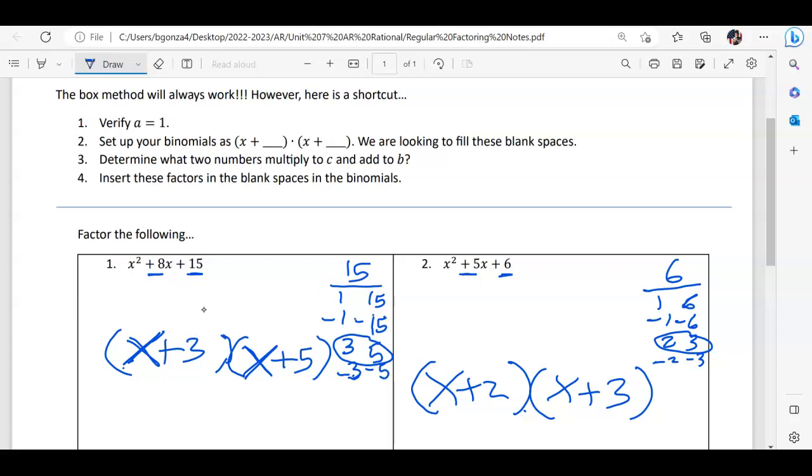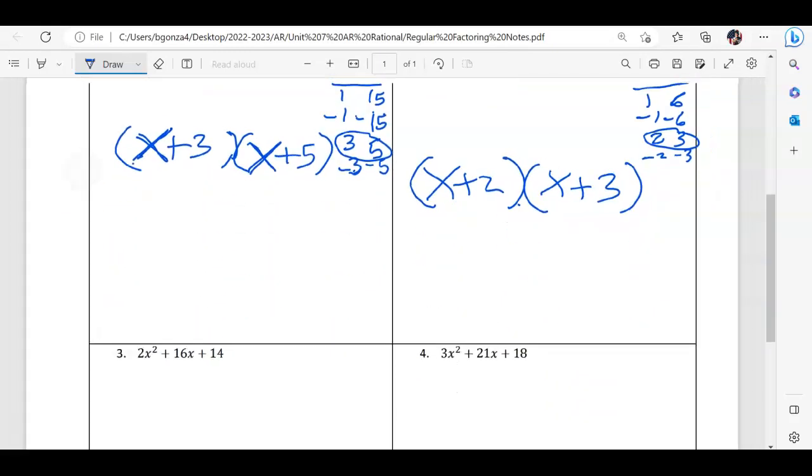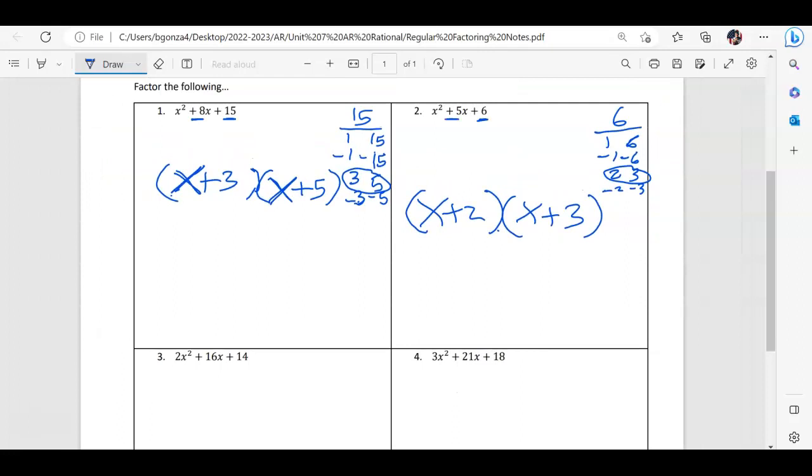Okay. Now, look at 3 and 4. What do you notice about 3 and 4? Is a equal to 1 down here? No, okay? But I want you to notice something. Look at number 3. 2x squared, 16x, and 14. All 3 of those numbers, 2, 16, 14, do they have a common factor? What goes into 2, 16, and 14? 2. Okay, 2 goes into 2, 2 goes into 16, 2 goes into 14.